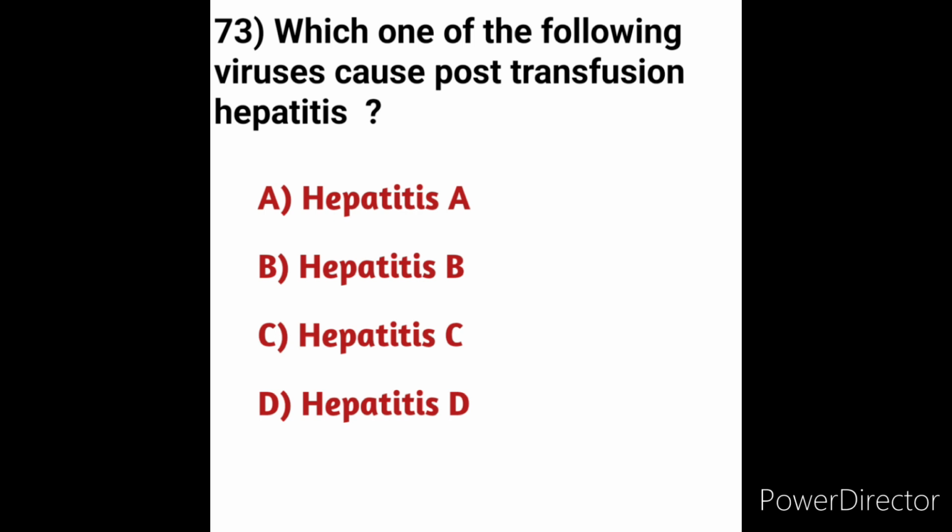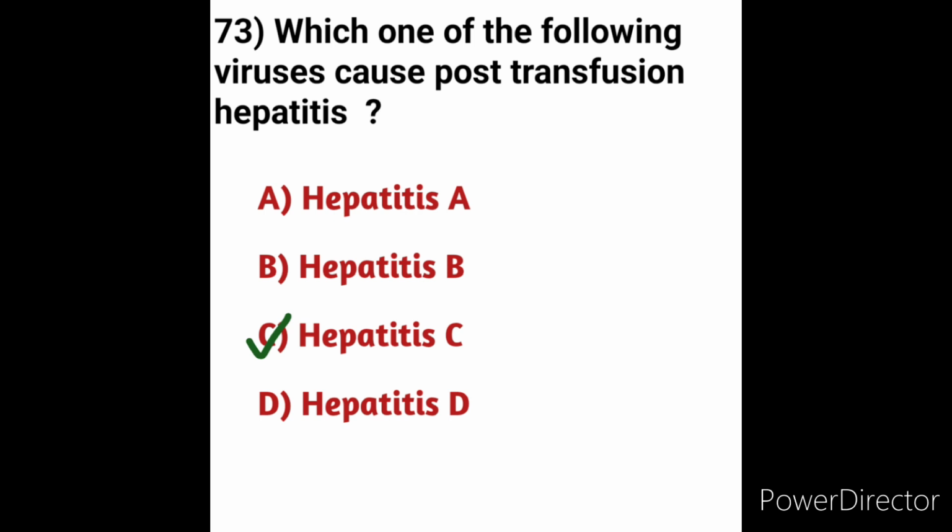Hepatitis C is a liver infection caused by the hepatitis C virus. Hepatitis C is spread through contact with blood from an infected person. So here option C is the correct answer. The signs and symptoms of hepatitis C: fever, fatigue, loss of appetite, nausea, vomiting, abdominal pain and dark urine, and also joint pains and sometimes jaundice. Here hepatitis C is the post-transfusion hepatitis C virus.